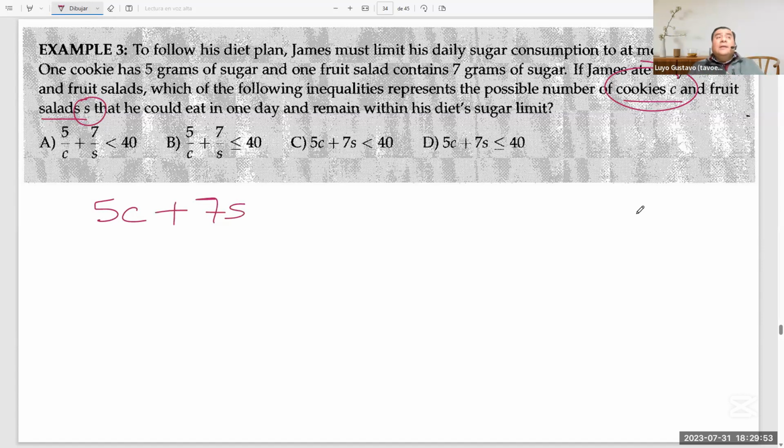The sum of this is the total sugar consumption, and it should be at most 40 grams, so no more than 40 grams. That's the meaning of at most: 40 or less. So less than or equal to 40. Option D. All right, that's it.